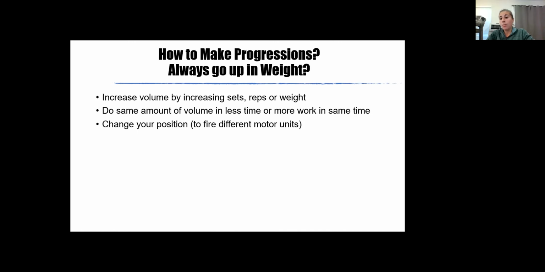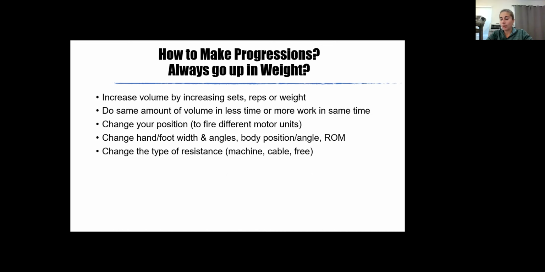So if you're able to complete more exercises, more reps, more sets in a period of time, well, that's a good thing. That's showing that your fitness is improving. Changing your position. You might be doing exercises in a different position. Changing your hand or foot width, your angles, your body position, your range of motion of different exercises. We'll do this more in the lab as you learn more exercises. What type of resistance are you using? Change it from machines to cables to free weights to barbells to dumbbells to TRX, stability ball, whatever, right? There are so many options, and changing it up will definitely give you some more adaptations.